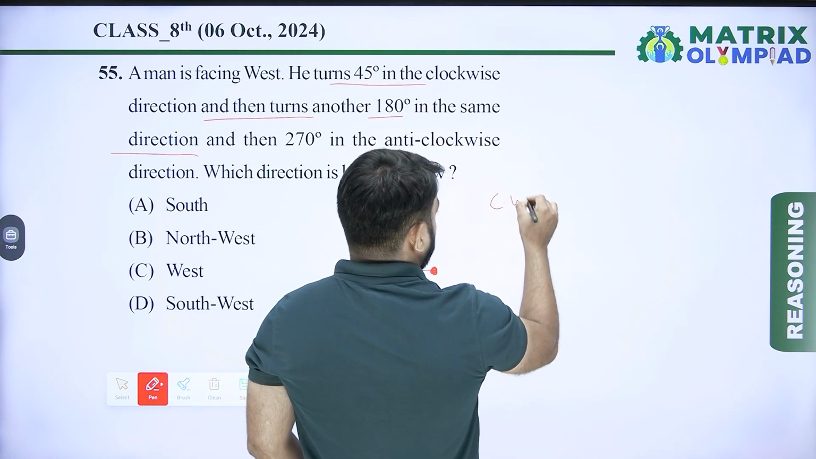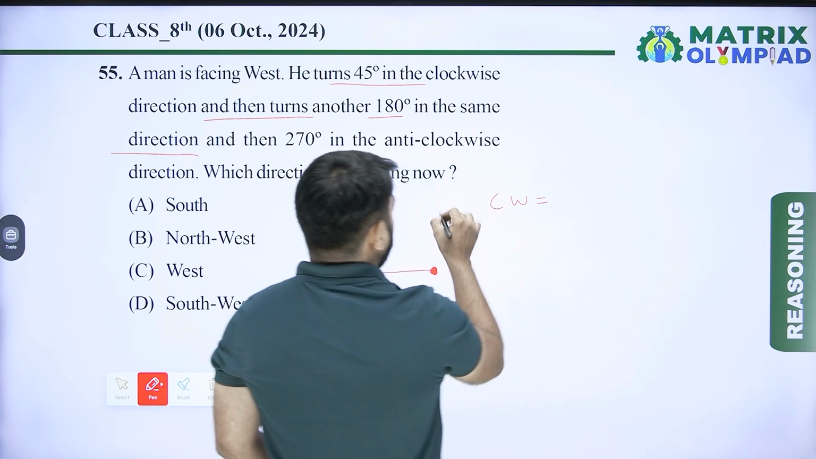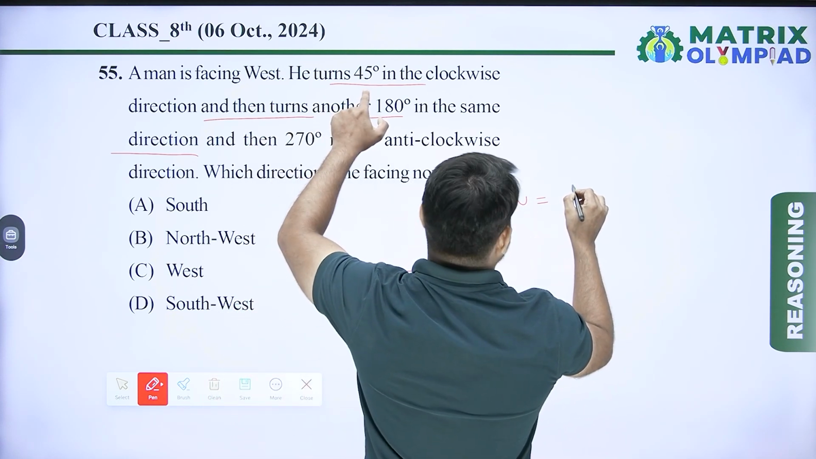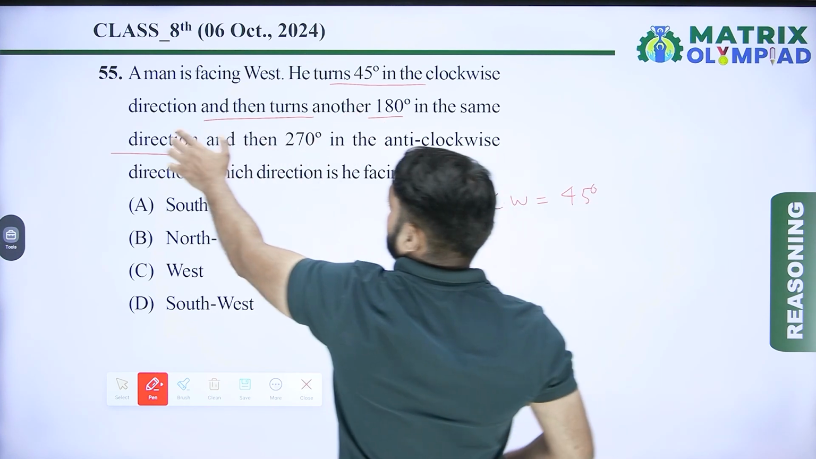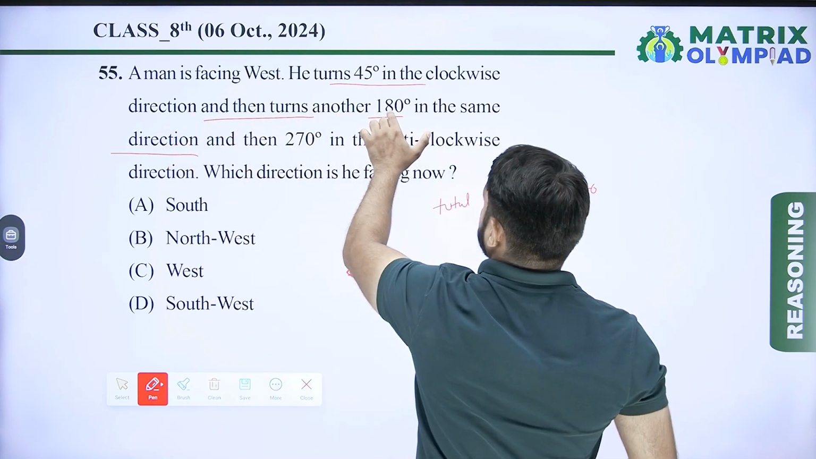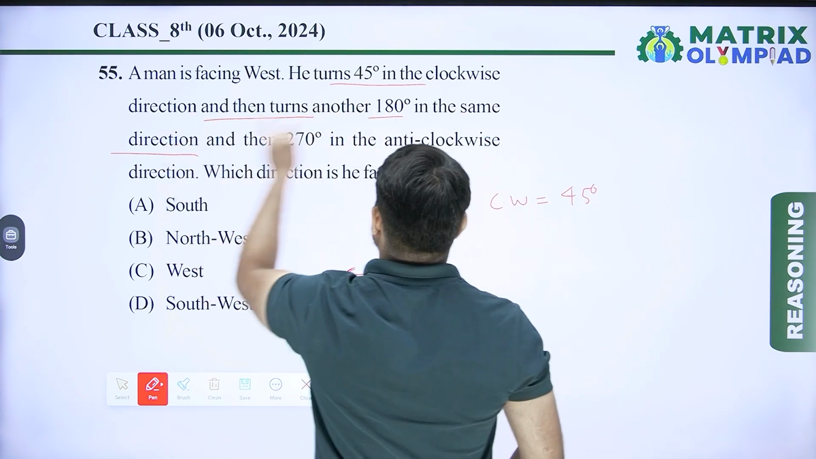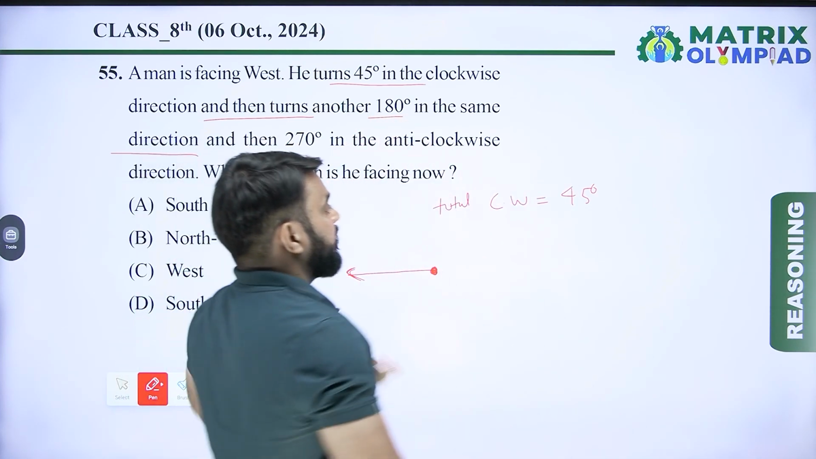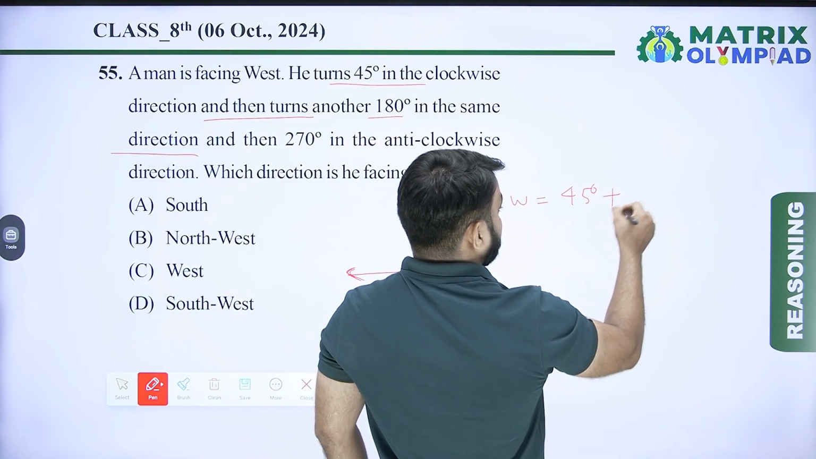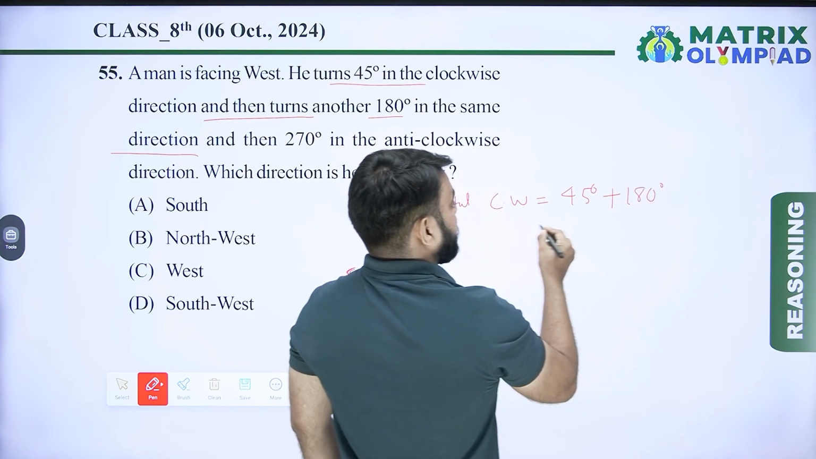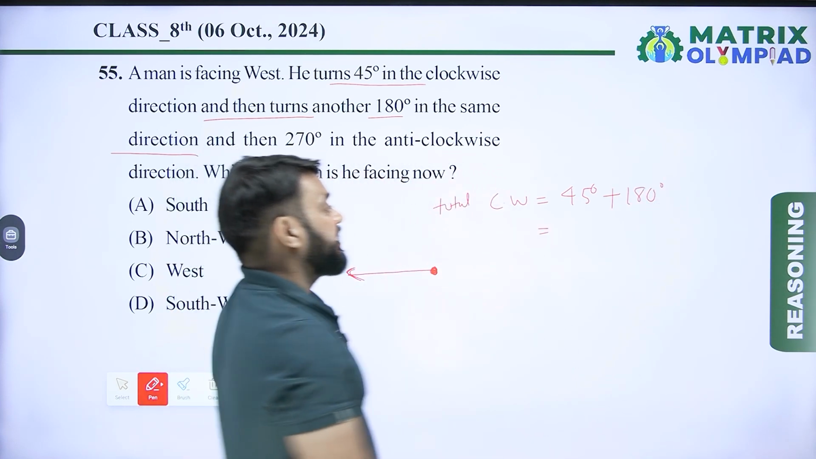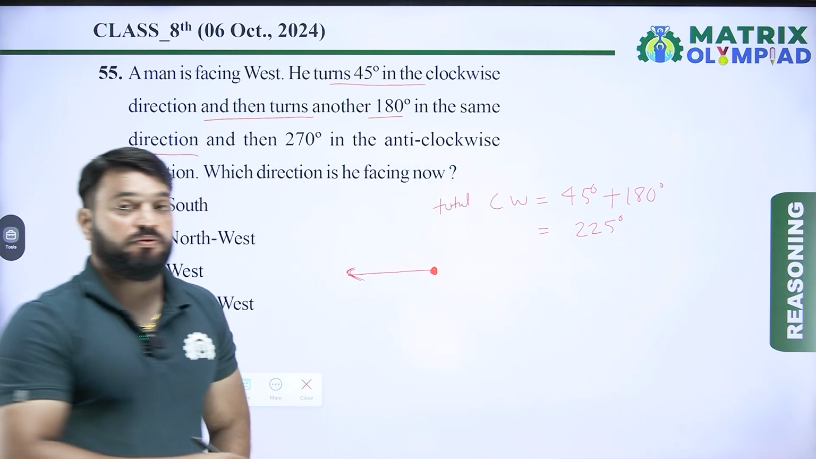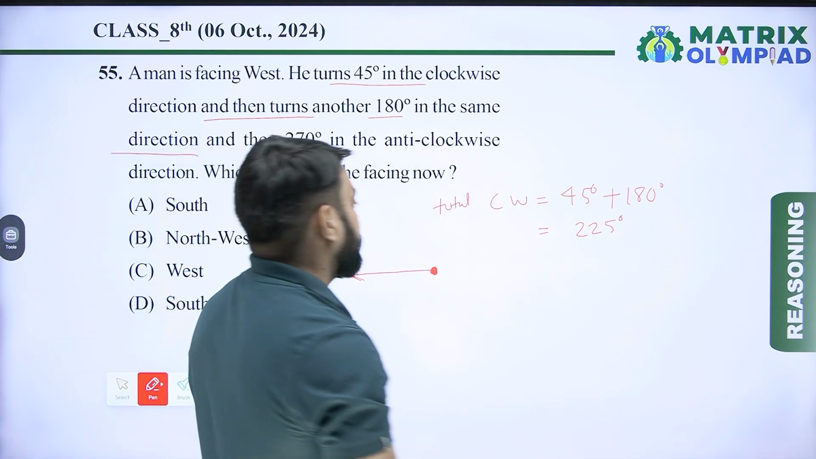So find the total clockwise direction. It means 45 degree and turns another 180 degree in the same direction. It means he takes 180 degree in the clockwise direction. He turns 180 degree in the clockwise direction. So total clockwise turn is 225 degree.